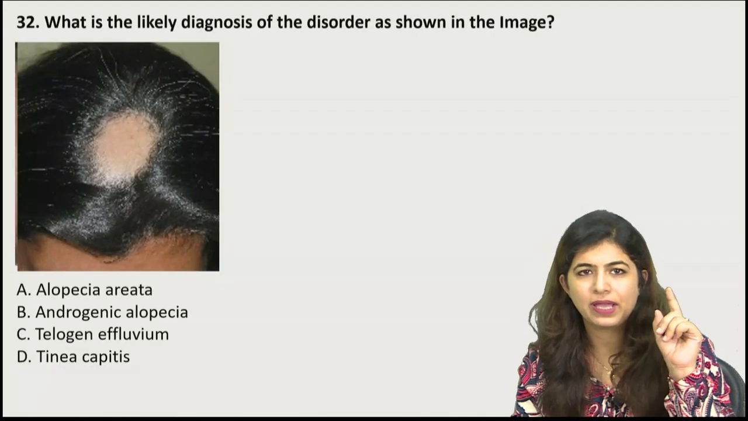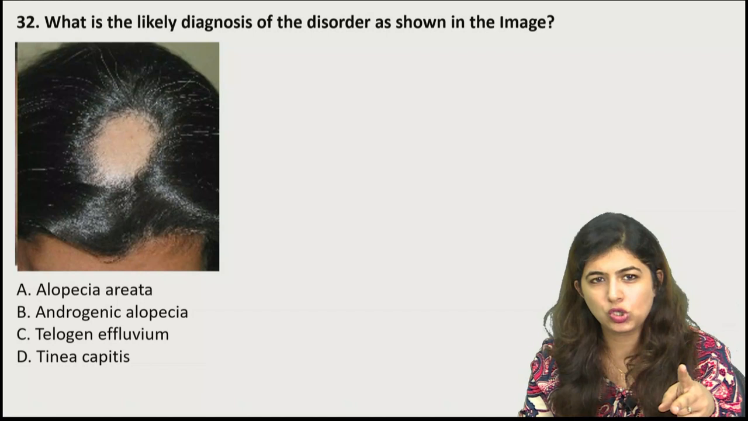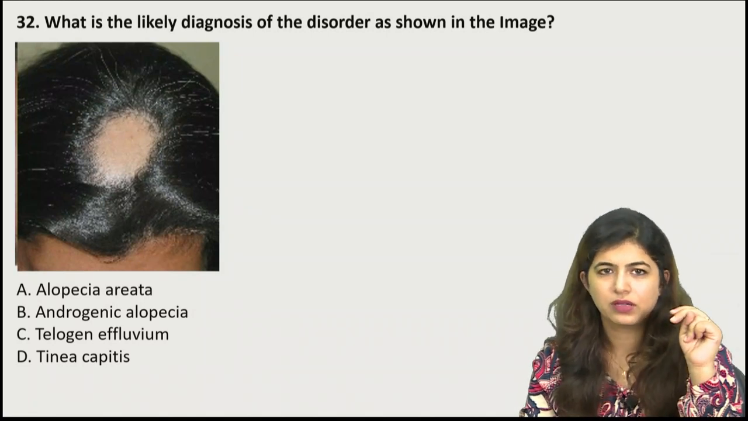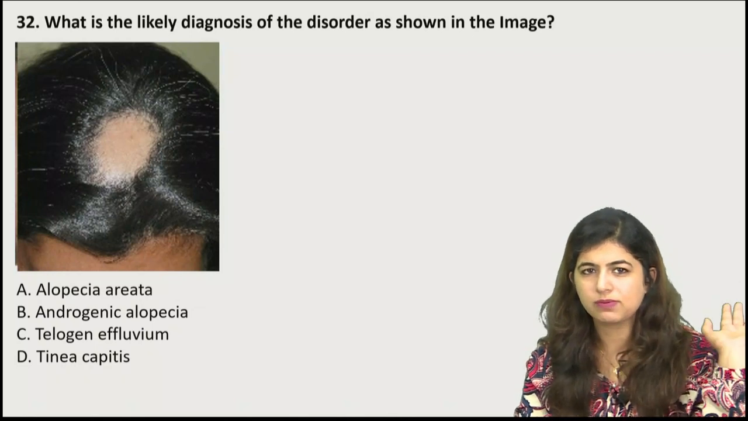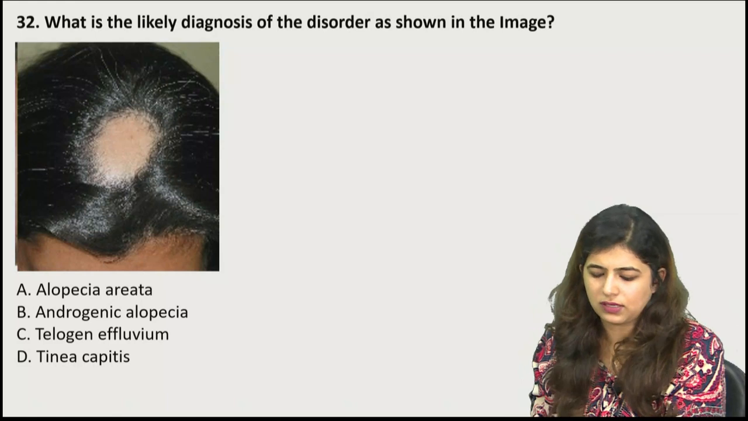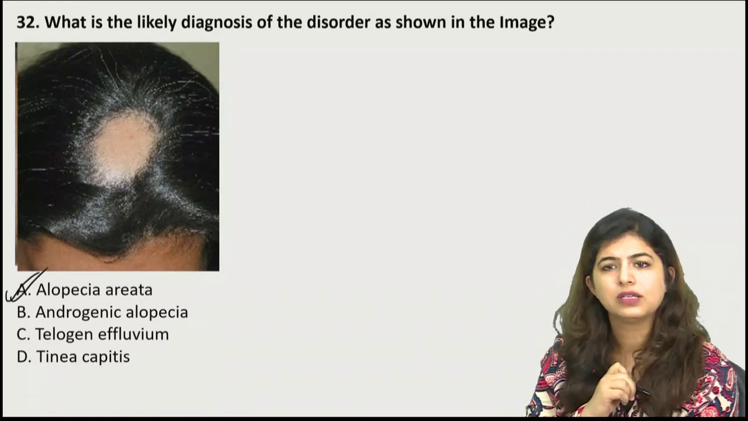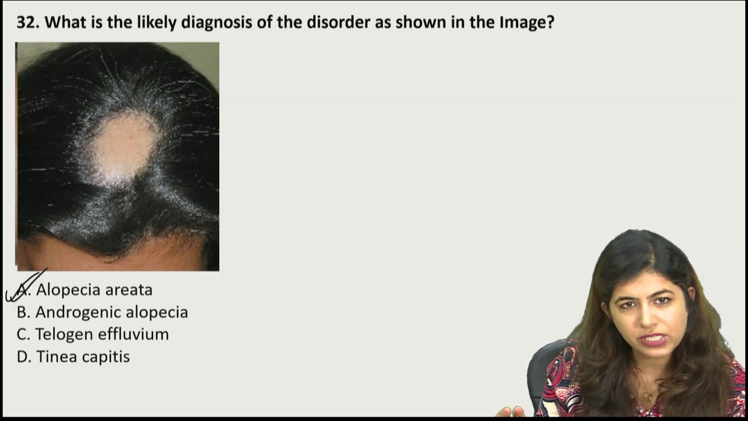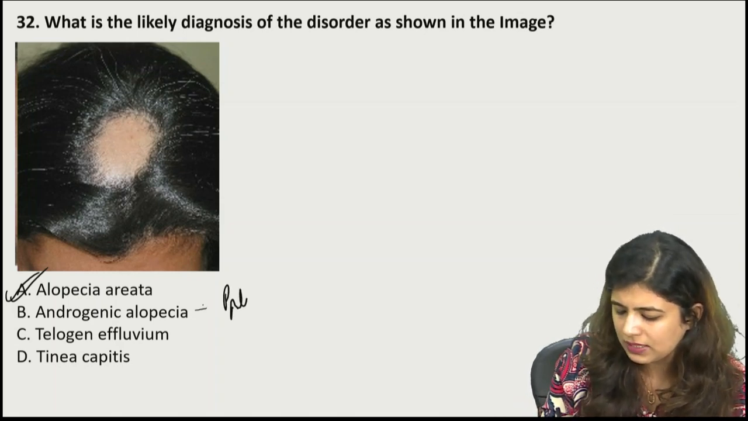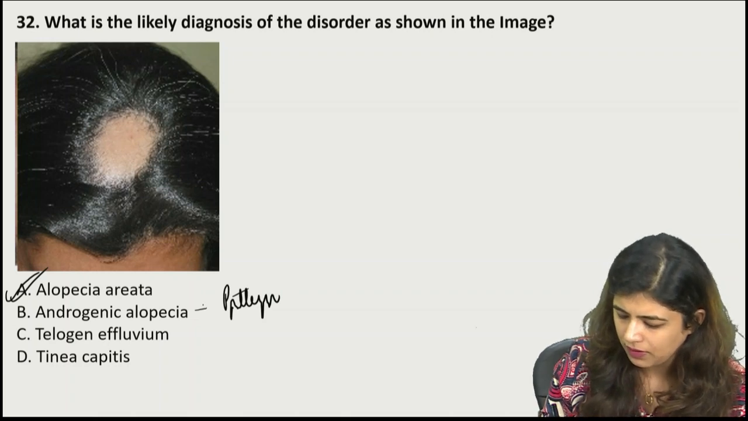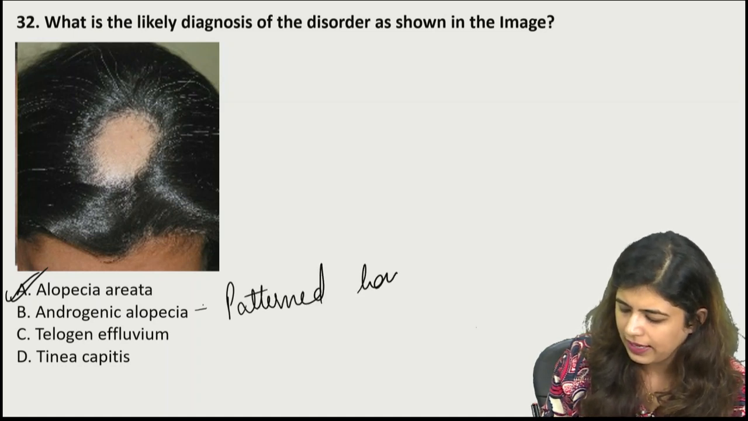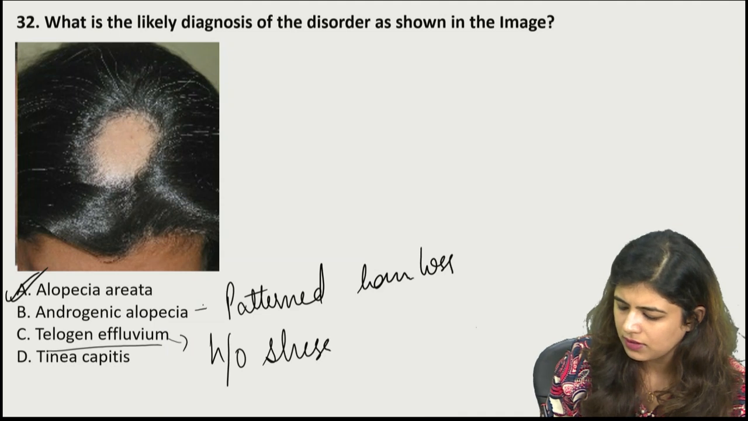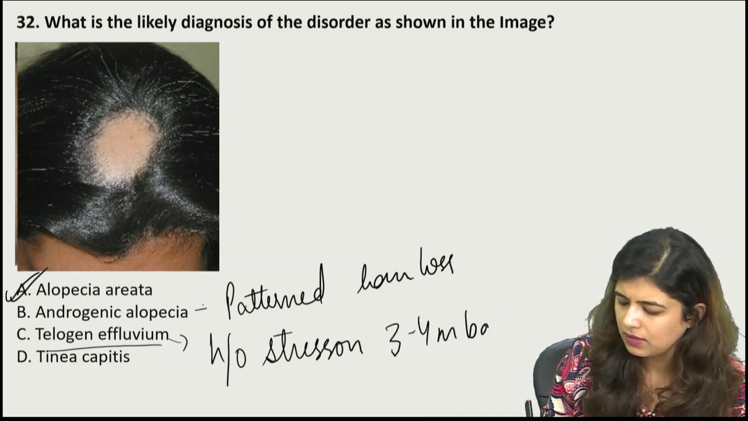Now coming back to my image here, look at the image. Out of the two that we discussed, how does it look? It's a patch, clean, bald, smooth skin in the center. What is it? The answer is alopecia areata. Clear to everyone? Great. Androgenic alopecia and telogen effluvium, I have already told you, are generalized causes. In androgenic, if it is an image-based question, you may even see a pattern in the hair loss. So this may be a patterned hair loss that you see. Telogen effluvium is mostly not image based. There will be a history of a stressor around 3 to 4 months back.